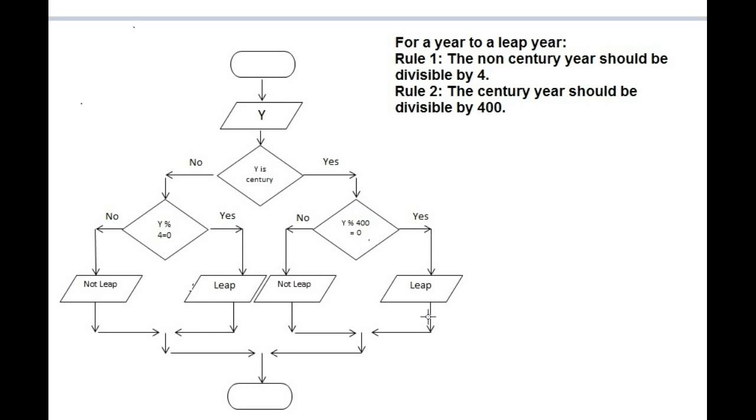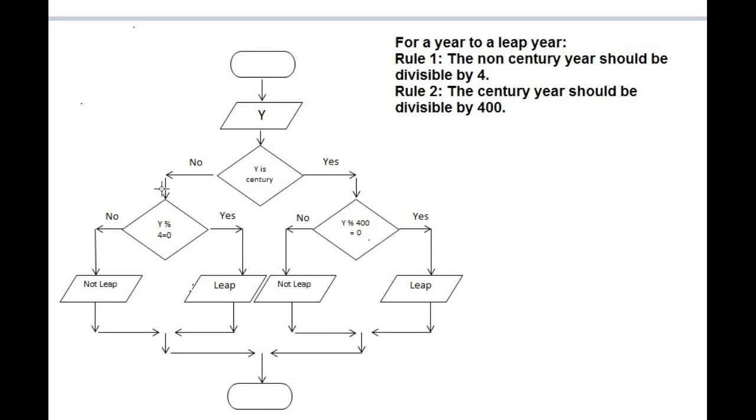Because the next century year which we are going to approach is 2100. So 2100 is going to be divisible by 100, so it is a century year, but it is not divisible by 400. So the next century year which we are approaching is going to be a non-leap year. So here if you see, we have covered if it is a century year, when it should be a leap year and when it should not be a leap year.